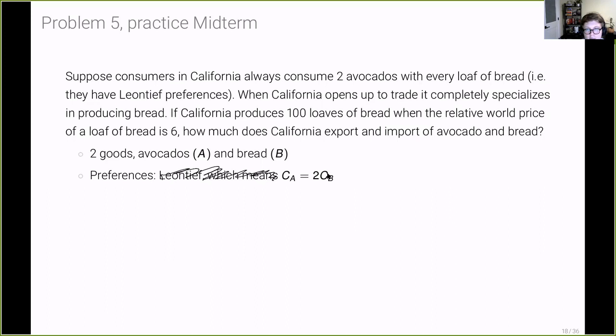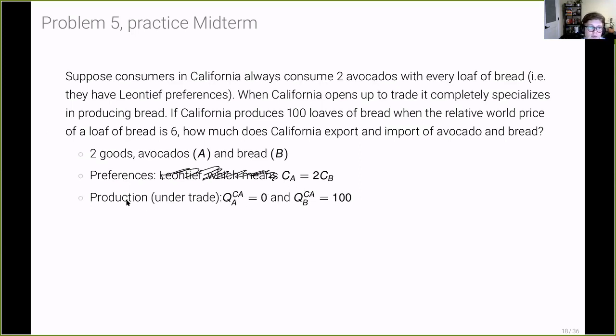So if there was 1 loaf of bread, then CA needs to be equal to 2. And so that gives us this expression here. These are going to be our preferences, which are a little bit different than the usual Cobb-Douglas preferences we have.